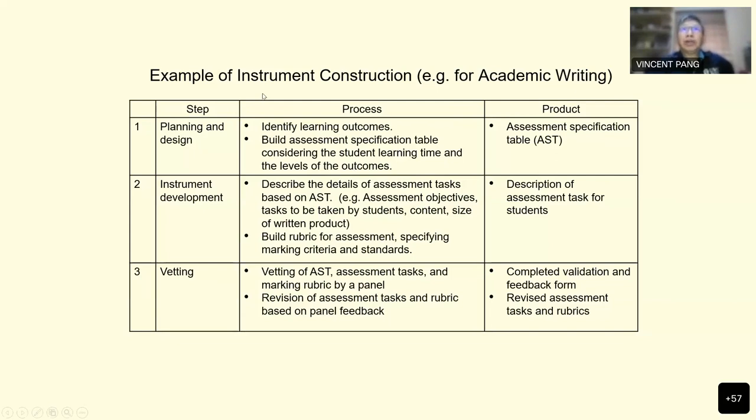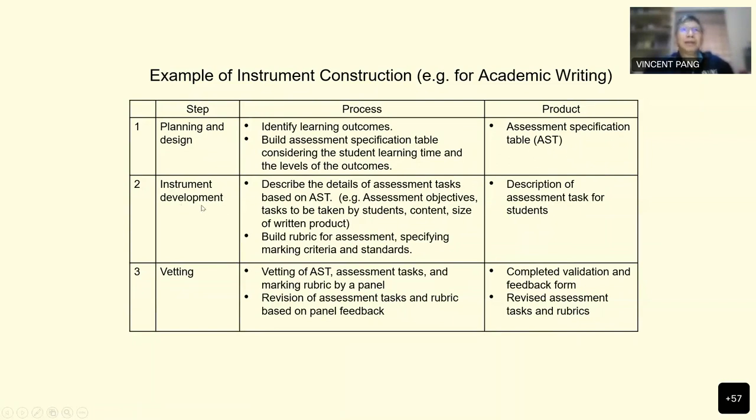Example of instrument construction for academic writing. These are the three phases: planning and design. In planning and design, we identify learning outcomes. We build assessment specification tables considering the student's learning time and the level of outcomes. Example of product is assessment specification table or test specification table or JSU.